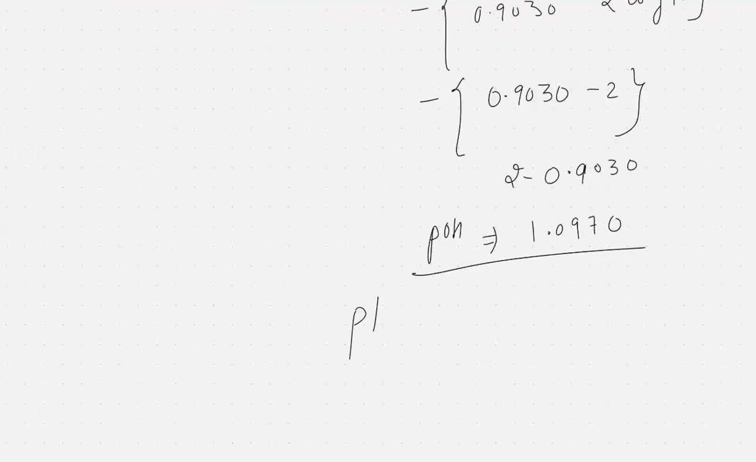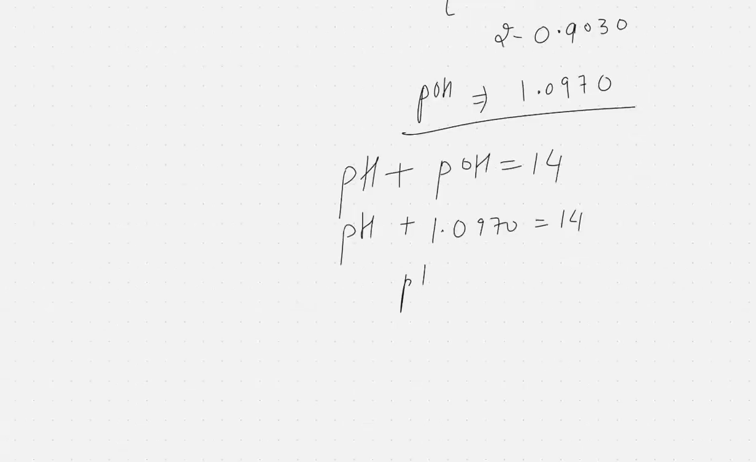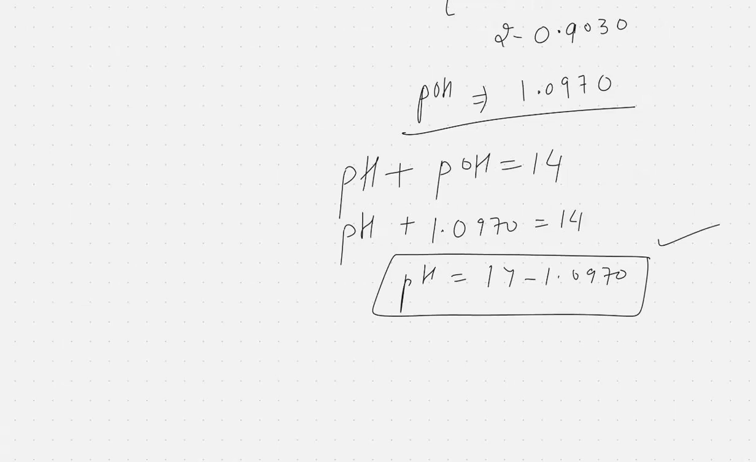And I know for every solution there are H plus ions also and there are OH negative ions also. So you understand that pH plus pOH here is going to be 14. pOH I know is 1.0970, plus pH is going to be 14. So that means pH here is going to be 14 minus 1.0970. Understood the point? Yes. Okay.